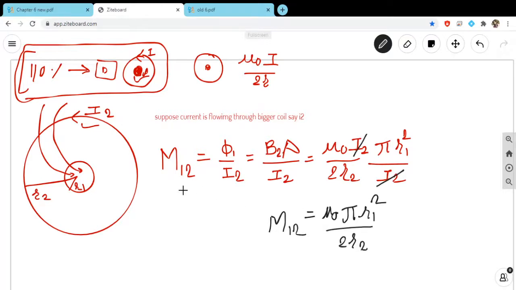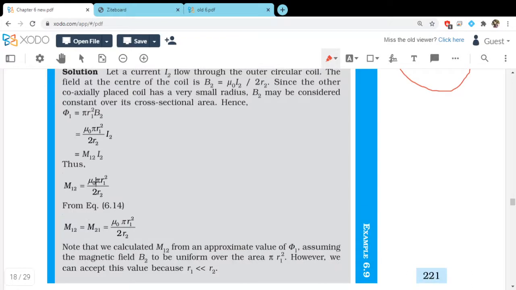As I said, you don't have to write M12 or M21, that will also be fine, but I have denoted 1 and 2 so you can understand the current is flowing in the bigger coil, that is I2, and the flux associated with the smaller coil is phi 1. So you can understand that. So here we get our equation, M12 is mu naught pi r1 squared by 2 r2, and here our numerical ends. Here again we write that M12 is equal to M21, that is the reciprocity theorem.